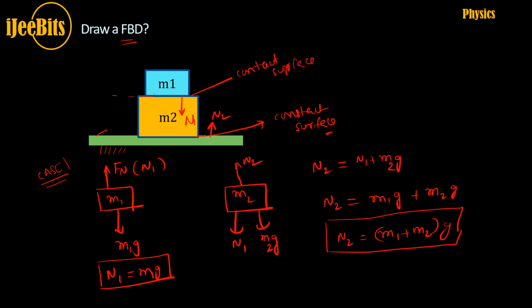Summing them all, the upward forces equal the downward forces, and in place of n1 I am replacing m1g. So m1g plus m2g, that is (m1 plus m2) times g, would be your n2. So n1 and n2, you get it. This is easy, right, to solve the problems now. The advantage is, if you are able to draw a free body diagram, then you can identify all the forces and balance them to get a final answer.